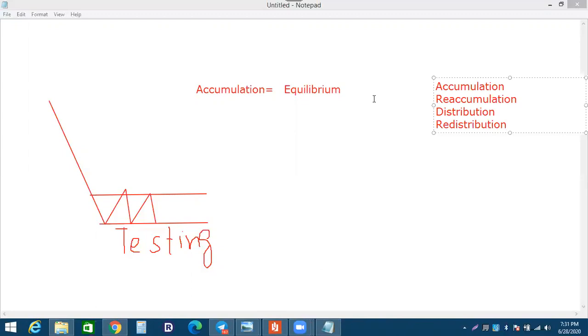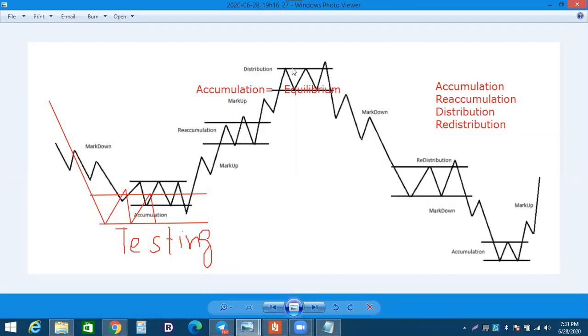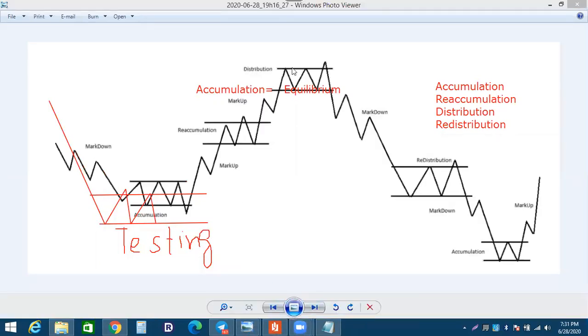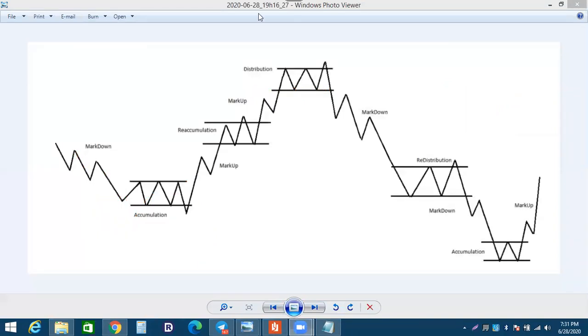I'm going to show you one picture here. Look at the picture. The markdown trend is going down, and then we find the accumulation. The accumulation appears when supply and demand are equal to each other. After this accumulation appears, buyers and sellers test each other. If the buyers' power is greater than the sellers', then they will break this accumulation phase. When they break the accumulation phase, the markup uptrend will start.